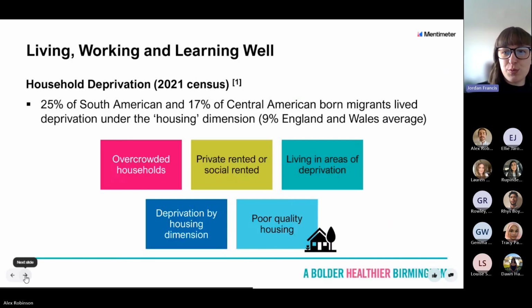There was also a large portion of the population that lived in private or social rented sector housing. So 58% of the South American born and 51% of the Central American born population in England and Wales lived in private rented accommodation, compared with only 21% of the England and Wales average. Now, there isn't specific data on the private rented sector and deprivation in the Latin American population, but we do have data to show that renters in the private sector on average spend a high proportion of their household income on rent compared to other tenures such as owner occupied.